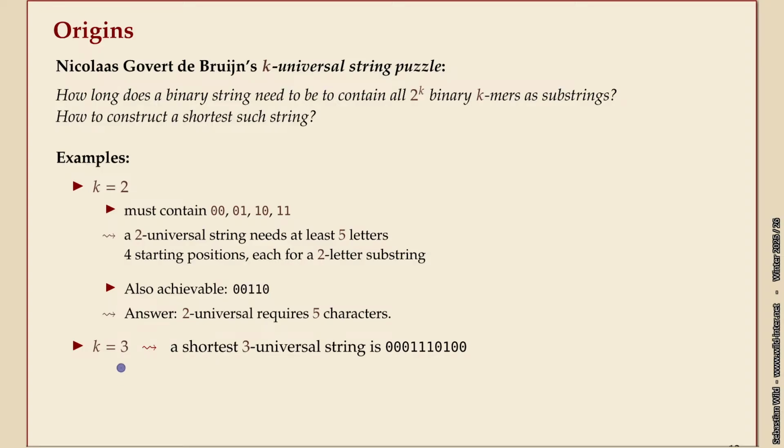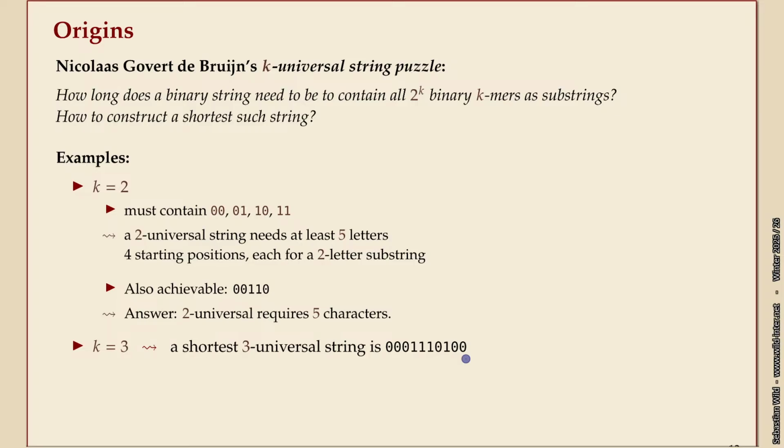Here's k equals 3. Now you can do the same kind of calculation. You'll have 8 different strings. They need different starting positions, and the last one will have 2 characters stick out. So that's 10. And this one has 10 characters, and you can check that every possible 3-bit string occurs as a substring. So again, we could solve it optimally, with the smallest possible length.